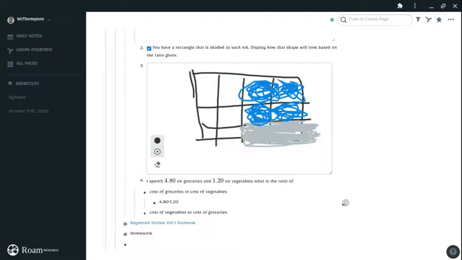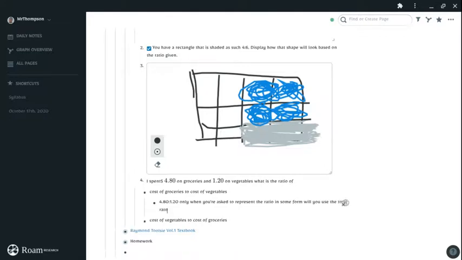Only when you're asked to represent the ratio in some form will you use the total ratio value. Understand? Because if they actually plot a rectangle, like my horribly drawn one, I needed to know the total amount of ratios. But in this case, you just need to know the cost of each to each. Then your homework now, let's go into the fun part.